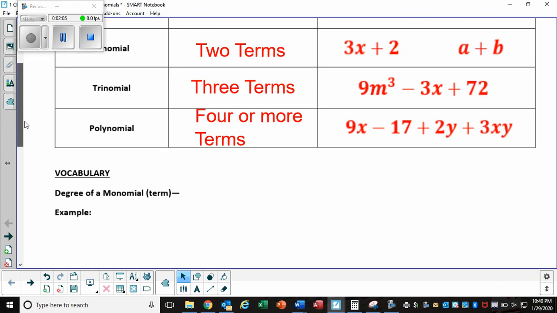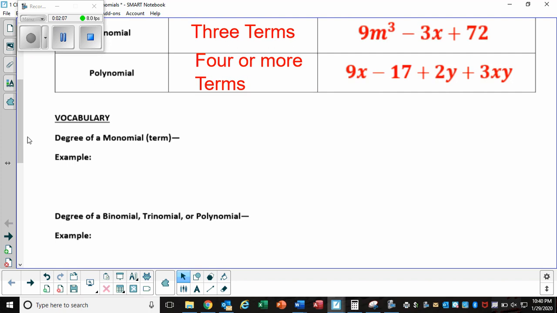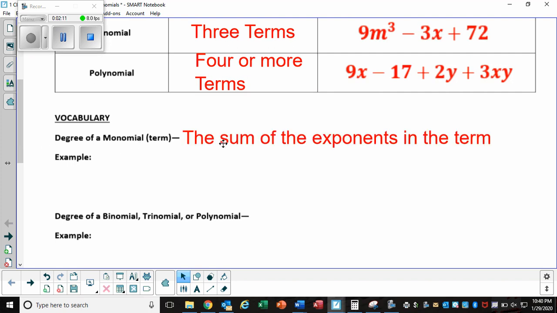All right, so a degree of a monomial or term is the sum of the exponents in the term. So most of the time you guys are going to deal with one exponent within a term, but sometimes you see more than one within that one term. Okay, so here's an example. 3x to the fifth, y to the second. This is one term because there's no addition or subtraction signs happening. Okay, but it's got two different variables.